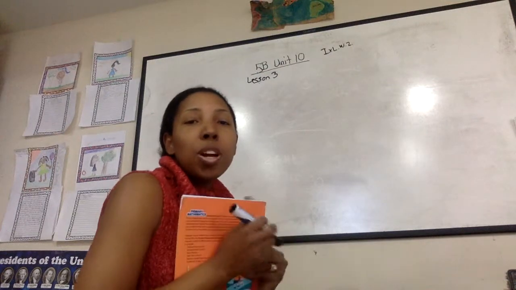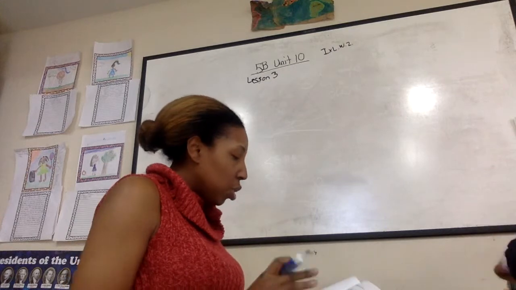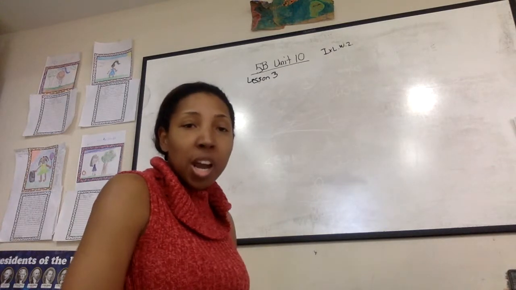Boys and girls, we are going to be doing 5B Unit 10, Lesson 3. Today we are going to be talking about the sum of angles of a triangle.